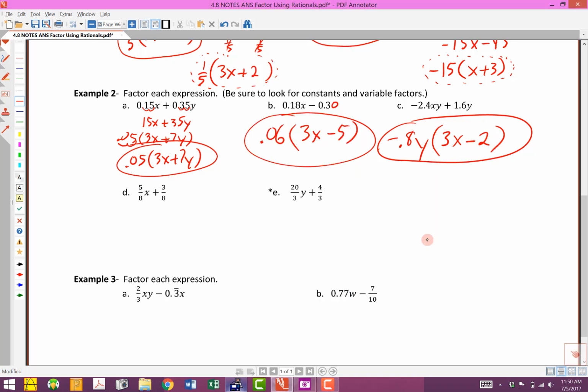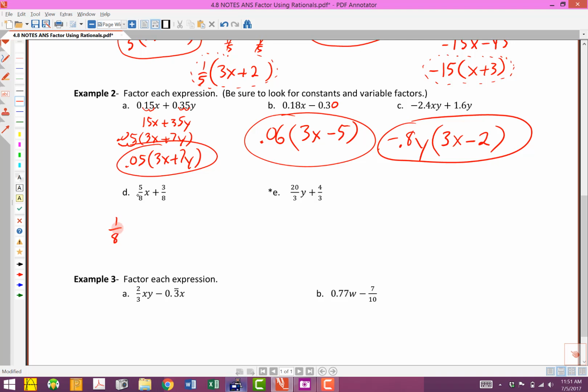Okay, let's take a look at this one right here. And again, the decimals can be a little bit tricky to work with. Nice to verify on our calculator, but let's do these fraction problems right here. So we've got 5/8 x plus 3/8. And again, if you say it, you can almost hear what the common denominator is. So the common factor would be that 1/8 right there.